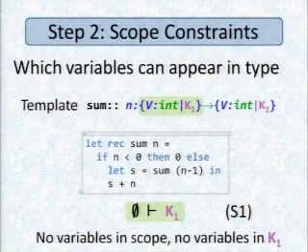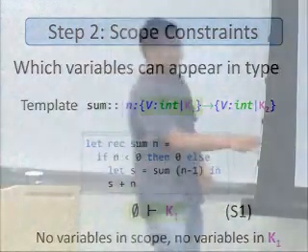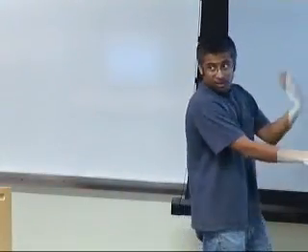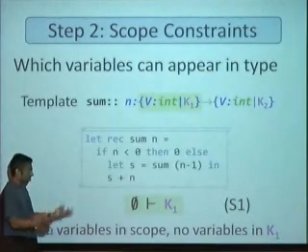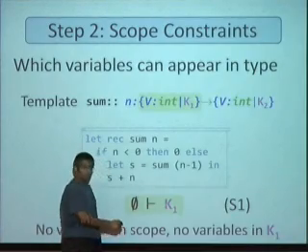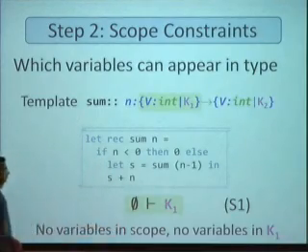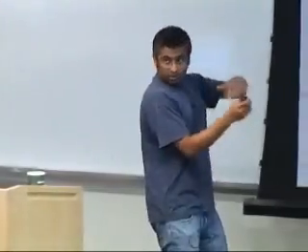Okay, so no variables in scope, nothing in K1, and so we have a scope constraint that says there are no variables. This is the environment in which K1 is, I don't know, described or evaluated. I don't know what the word is. But it basically says that there are no variables that appear in K1. Let's look at the postcondition, K2. Now when I'm talking about the output of this function, n, the input, is in the environment.